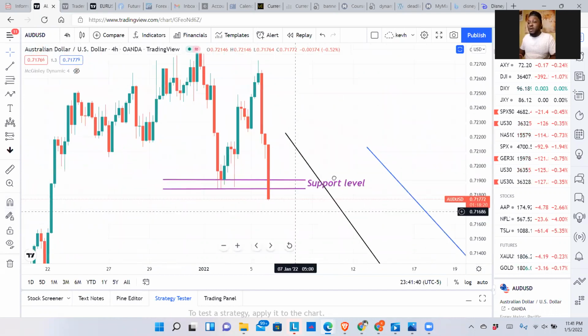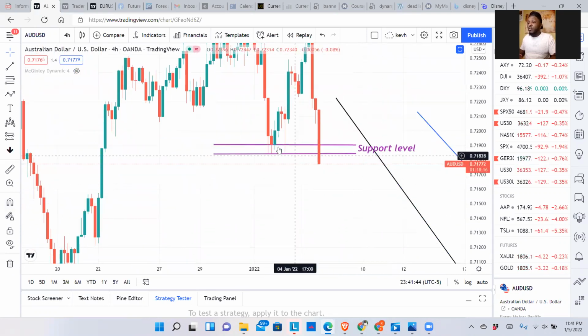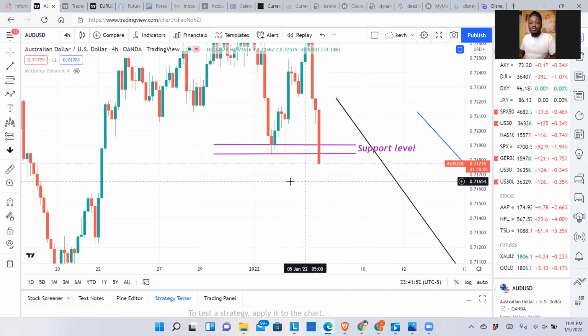This already makes so much sense, right? Just looking at it, you already know what you're looking for. There's a support level. You can see where this market came, wicked right here, and then pushed back up. Now this candle has broken. So what are the chances that we are going to see this market continue to drop?